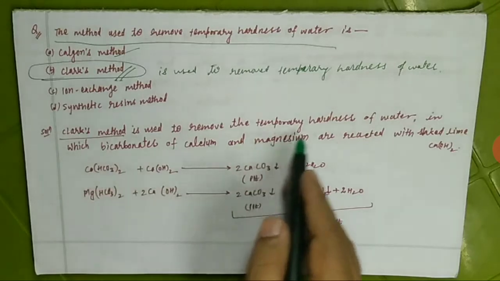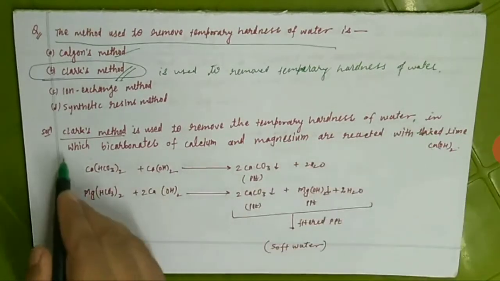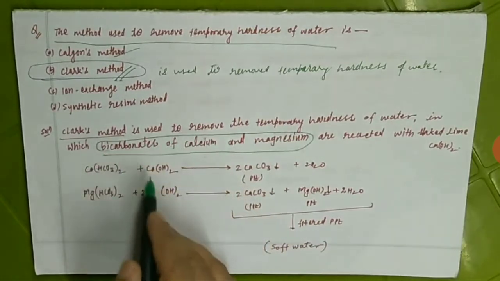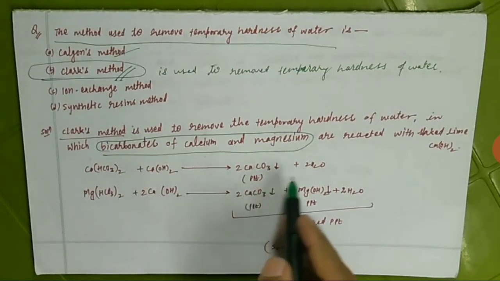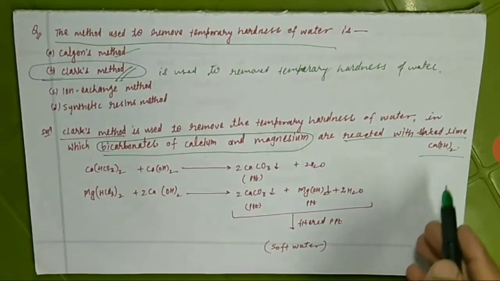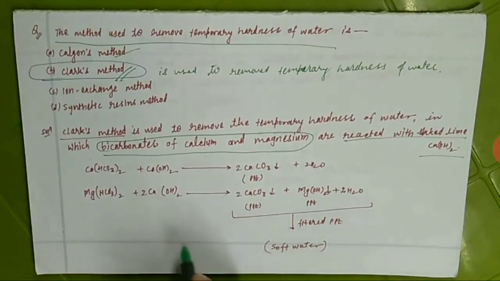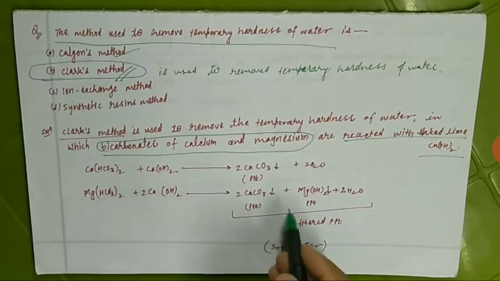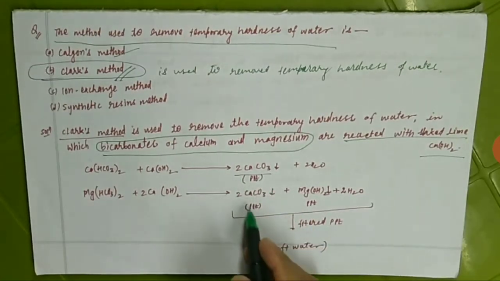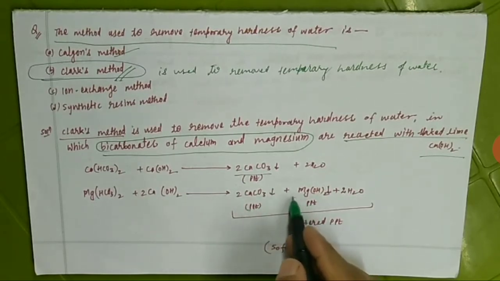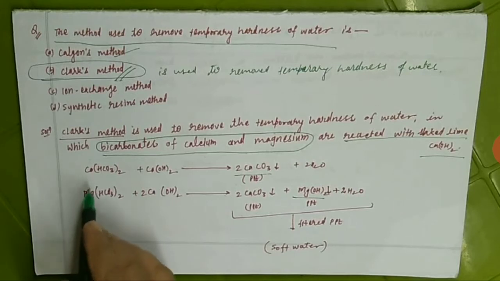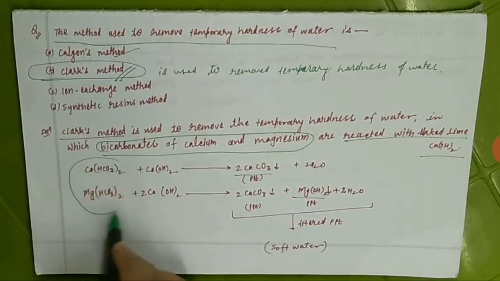The Clark method is used to remove the temporary hardness of water, in which bicarbonates of calcium and magnesium are reacted with slaked lime. Slaked lime means calcium hydroxide, which gives a precipitate of calcium carbonate and magnesium hydroxide in the form of precipitate.